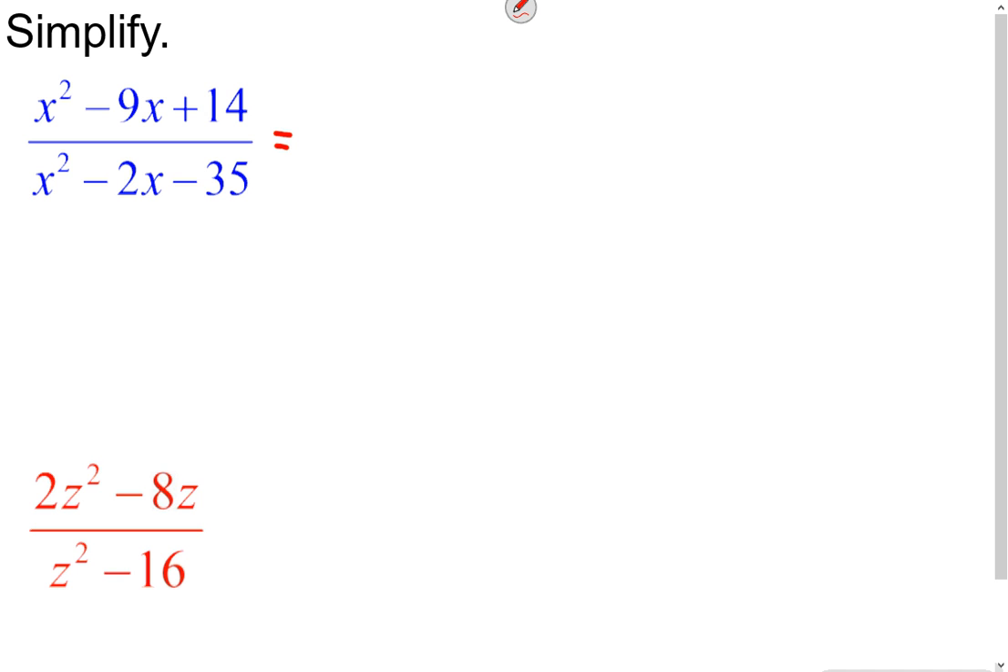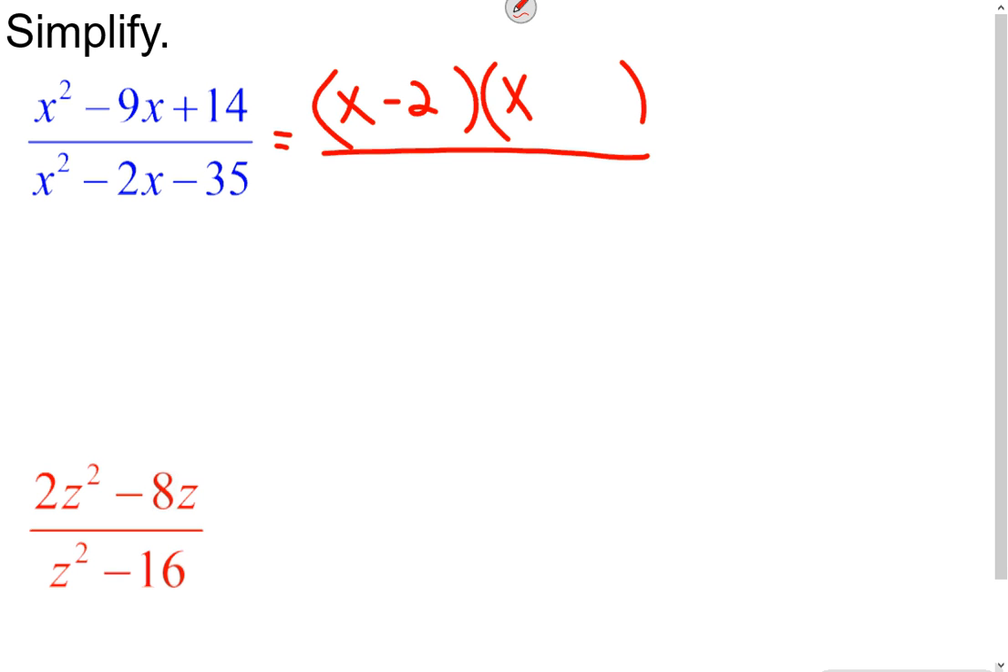So I'm going to take that numerator and factor it. I'm going to make my two binomials, so I'm going to have an x and an x. Well, what times what is 14, but adds together to be -9? That would be -2 and -7. I have to factor my denominator, x and x. So now I ask, what times what is -35, but adds to be -2? That would be -7 and +5. And now I have my factors.